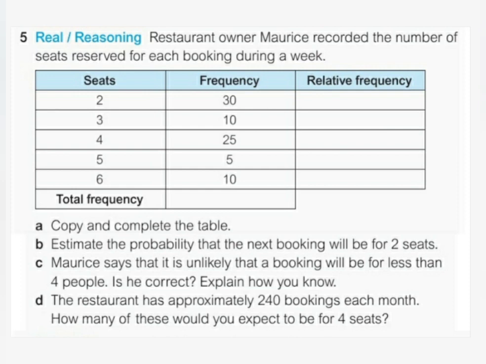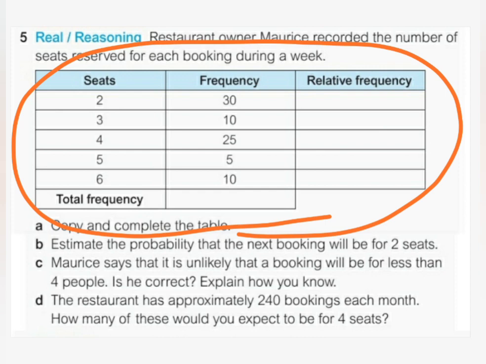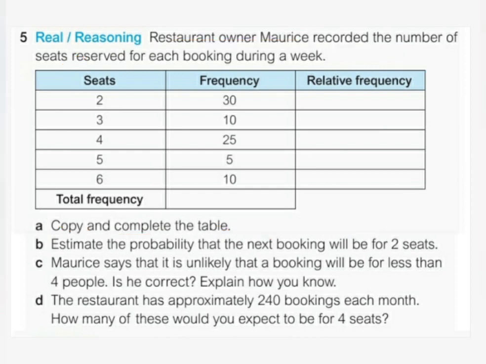In this video, we're going to talk about estimating probabilities. Question 5. Reasoning. Restaurant owner Maurice recorded the number of seats reserved for each booking during a week. As you can see in this table, we have seats and the frequency of booking these seats during a week. We have 2, 3, 4, 5, 6 seats, and we have the frequency for each one of them. Now, let's take a look at the questions.